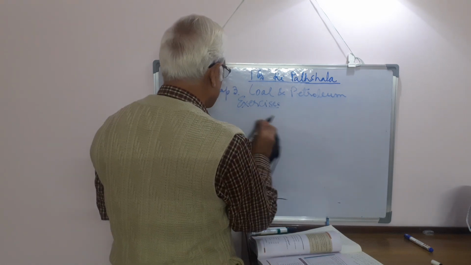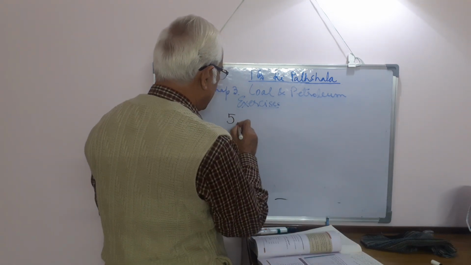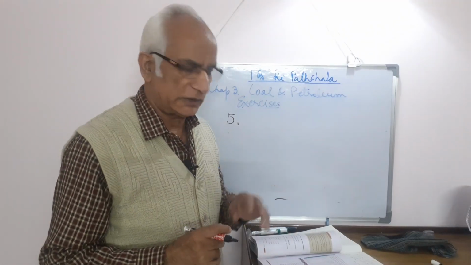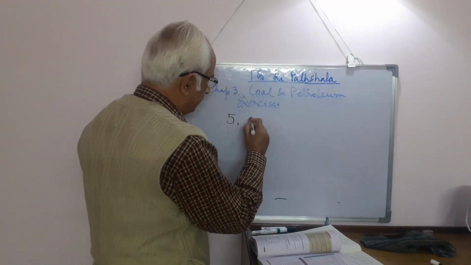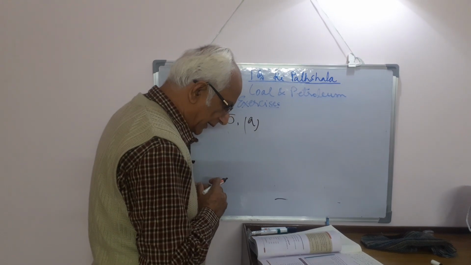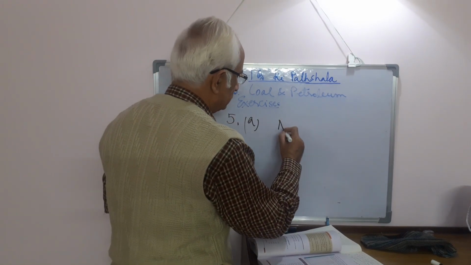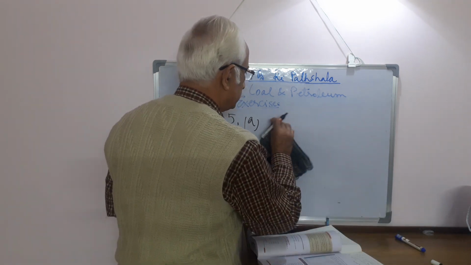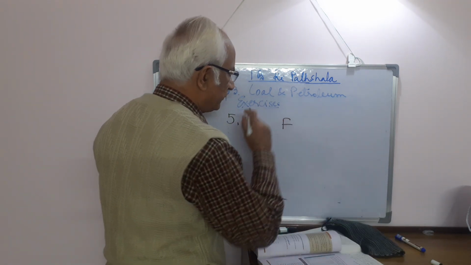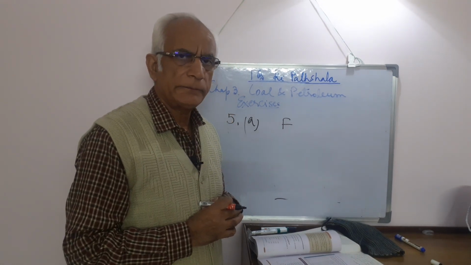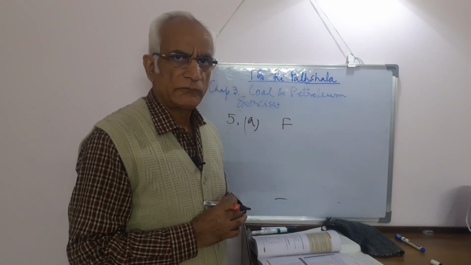So now we come to question number 5. Again, here you have to read a statement and say whether the statement is true or false. तो पहली स्टेटमेंट क्या है? Fossil fuel can be made in laboratory. No. False. This is a false statement because fossil fuels are made in nature.